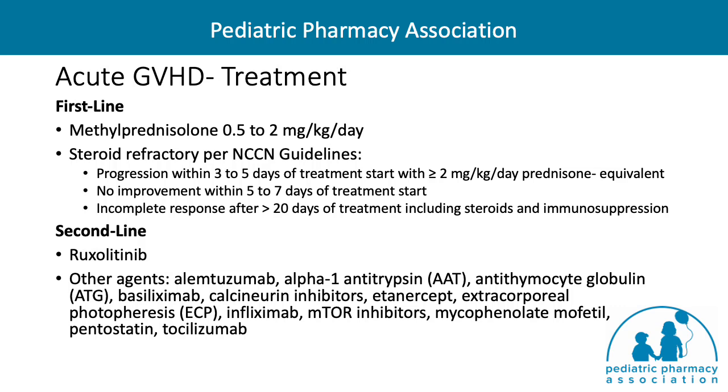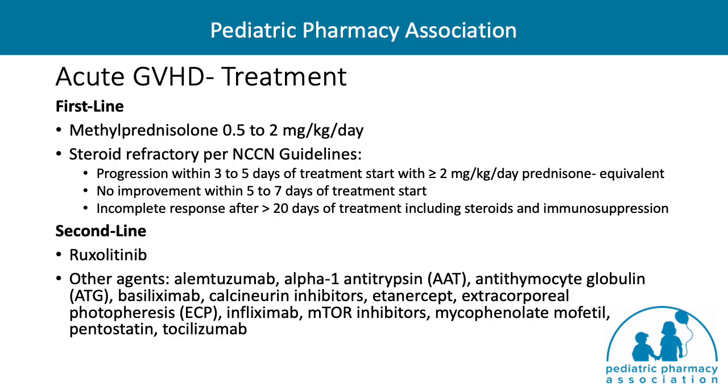And the NCCN also provides guidance for assessing if patients are refractory to steroid therapy and when subsequent therapy may need to be considered. They outline steroid refractory as progression within 3 to 5 days of treatment start with greater than or equal to 2 milligrams per kilogram per day of prednisone equivalent. Also, if they have no improvement within 5 to 7 days of treatment start, or if they have incomplete response after greater than 20 days of treatment, including steroids and immunosuppression.